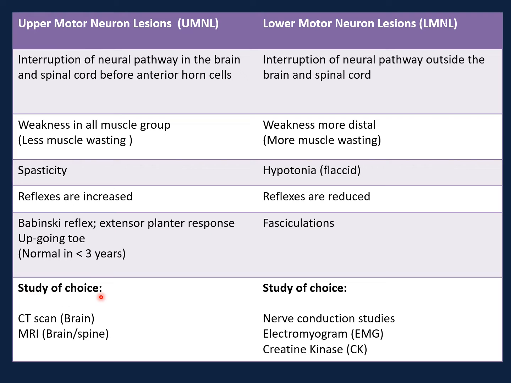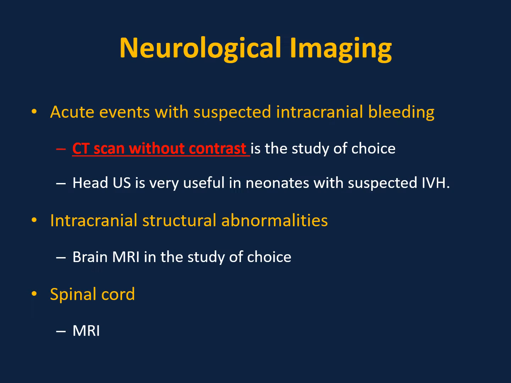Study of choice for upper motor neuron lesion: CT scan for the brain, MRI can be used for the brain and the spine. Study of choice for lower motor neuron lesions is nerve conduction studies, electromyogram, and creatine kinase.